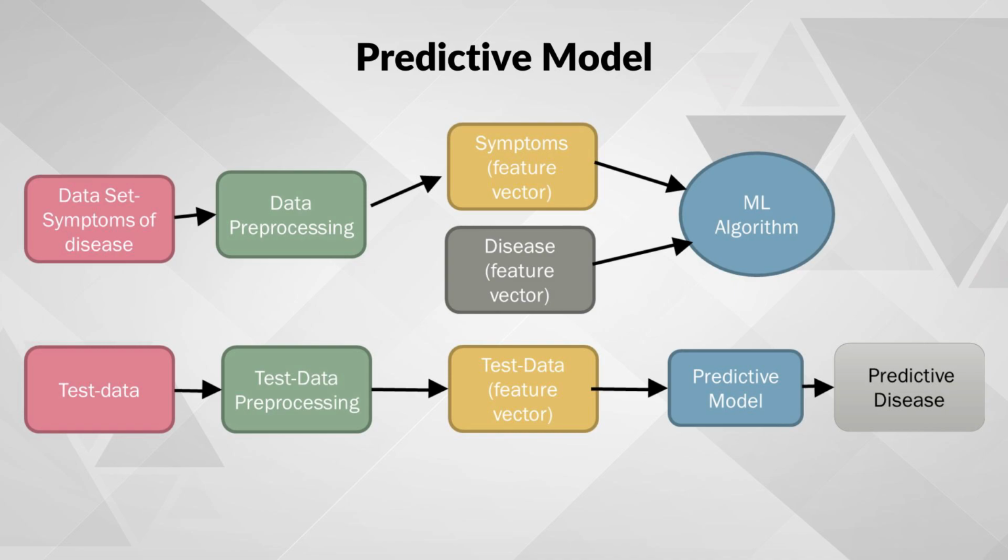Input features, for example symptoms and so on, and the output feature, which is a disease, are given to the model in the training phase. Once the model is ready, the input feature values of test data are fed, and then this trained model predicts the output.